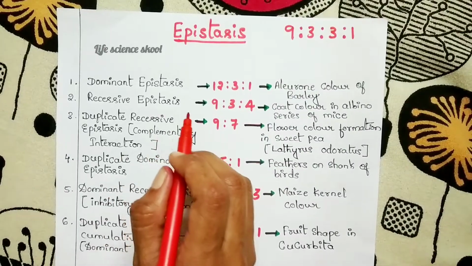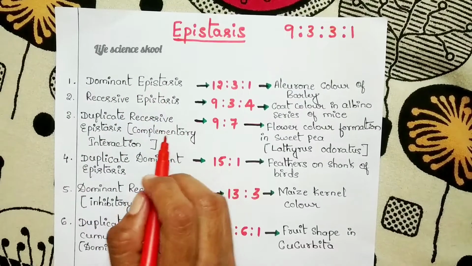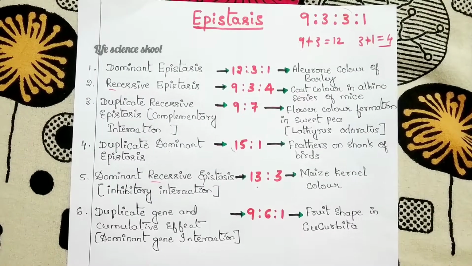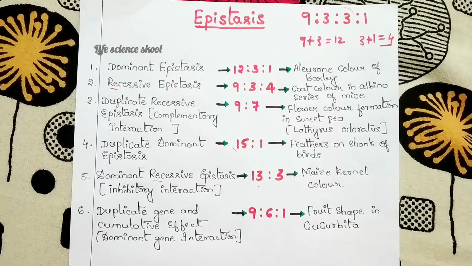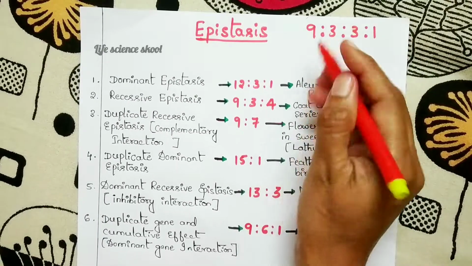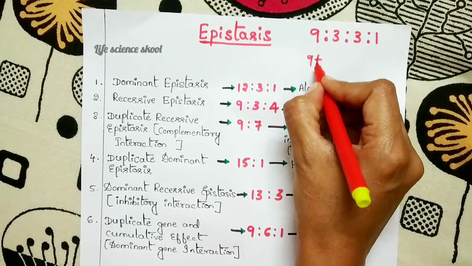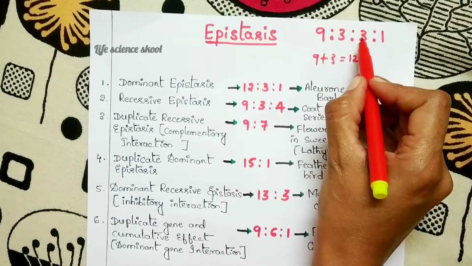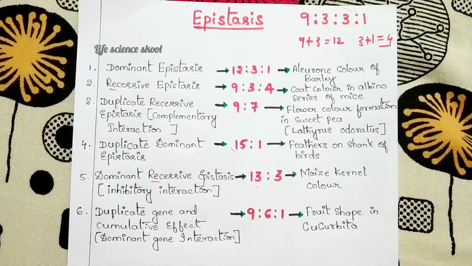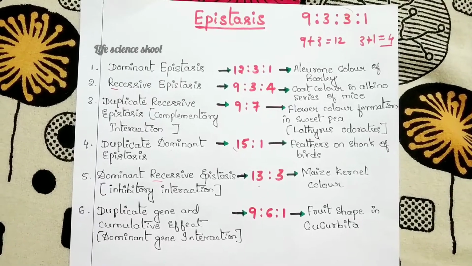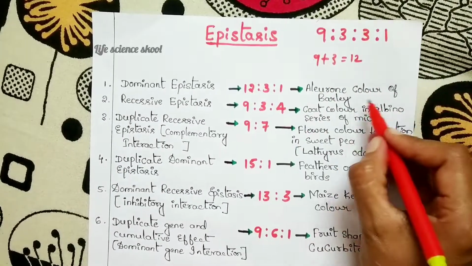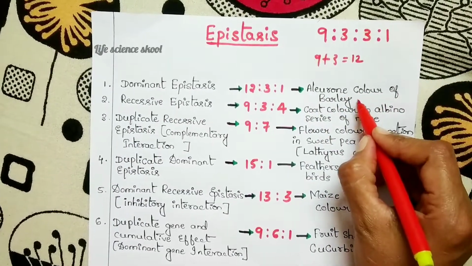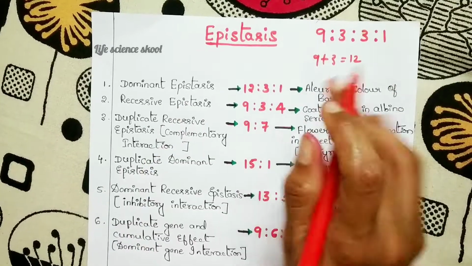So, how to remember this? See here, the name indicates it as dominant. So, as it is dominant, we have to count the dominant ones. Here 9 plus 3 is 12. So 12 is to 3 is to 1, where the 3 is to 1 is kept as usual. And coming to the example here, the aleurone color of the barley is the example for dominant epistasis.